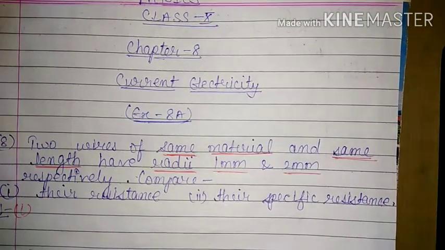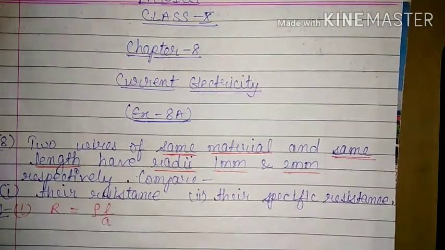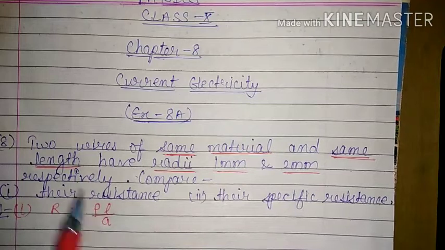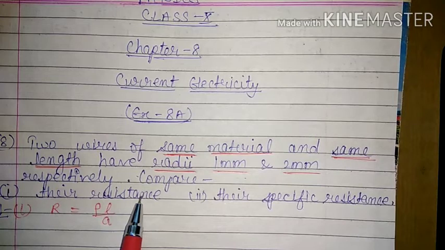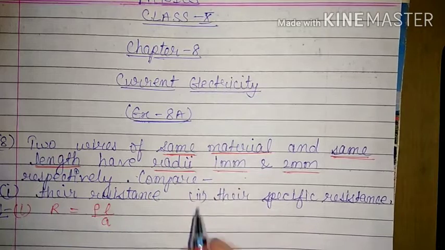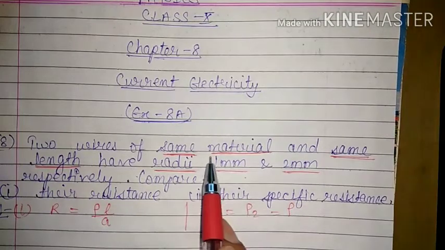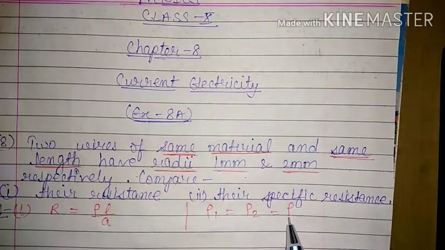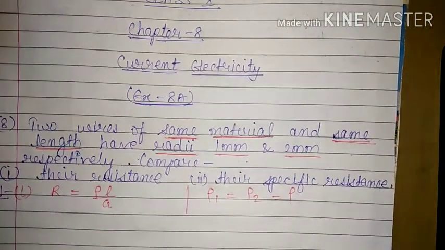And we have to find out resistance. We know that resistance is equal to rho L upon A. Here rho will be the same. We have to compare both the resistances, that means we want the ratio of both the resistances. Since the material is the same, rho 1 is equal to rho 2 is equal to rho. Material is the same, that means specific resistance or resistivity will be the same, because we know that resistivity is the characteristic property of the material. So until we change the material, specific resistivity will remain the same.